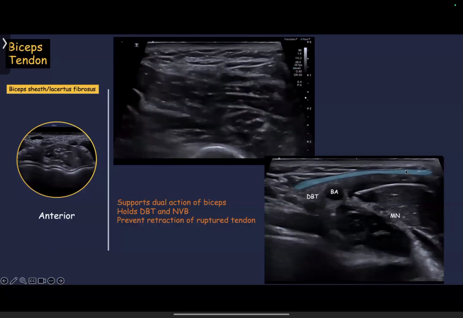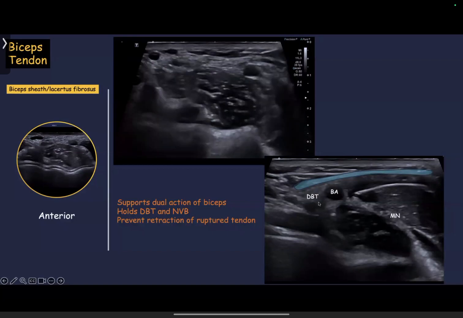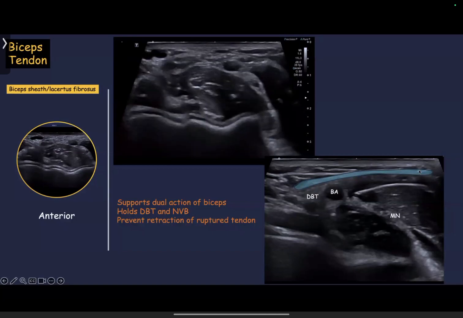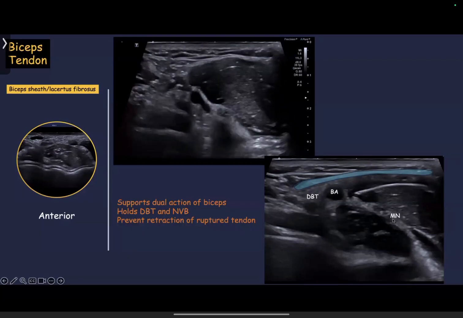So this is the lacertus fibrosus, or the bicipital aponeurosis. We have the brachial artery and the distal biceps tendon. It covers the biceps tendon and the neurovascular structures. We have the median nerve here.